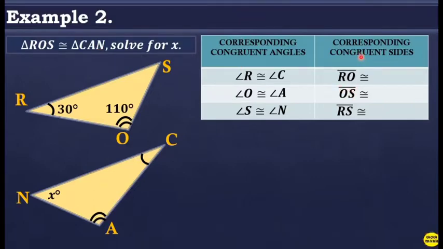Next, let's proceed to the corresponding congruent sides. So, we have RO. Okay, so RO is congruent to CA. Tingnan natin yung marking. So, from ito, yung single to double. So, RO, CA. Or pwede rin naman po dito tayo tumingin. RO, yung first two rin, CA. Okay? Next, so we have OS. So, OS is congruent to AN.